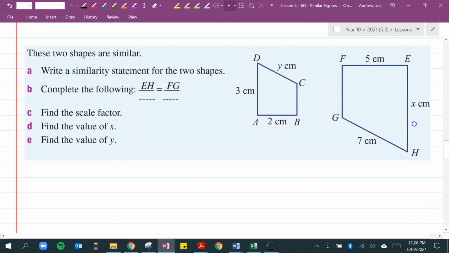Alright, here's another question. I'll get you to pause the video and have a go at answering this one yourselves. And when you're ready to check your answer, continue playing the video. Okay, so we have EH, which is over here, that x. Which one does it correspond with? It corresponds with this. So I'm going to just write AD is equal to FG. FG is this one here. That corresponds with this, which is BC.